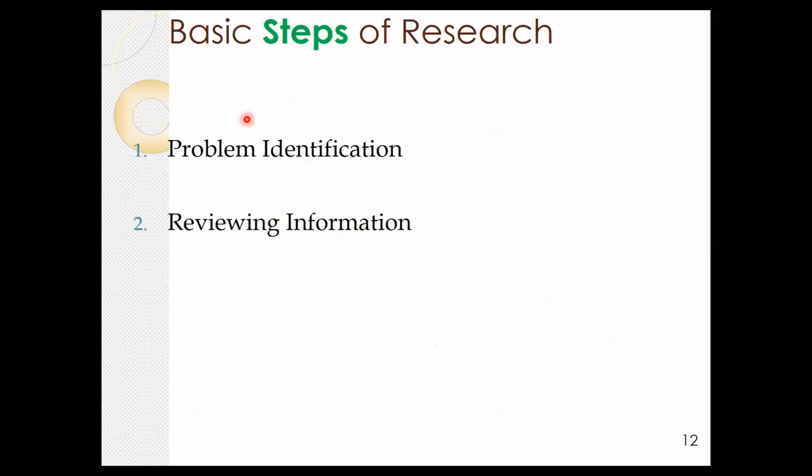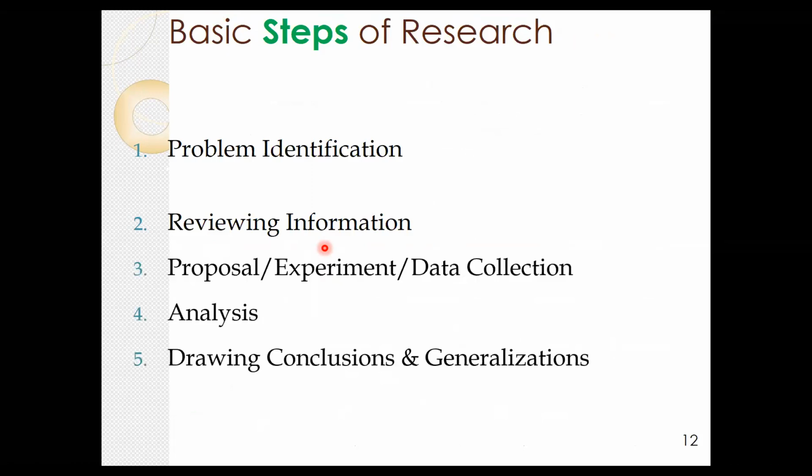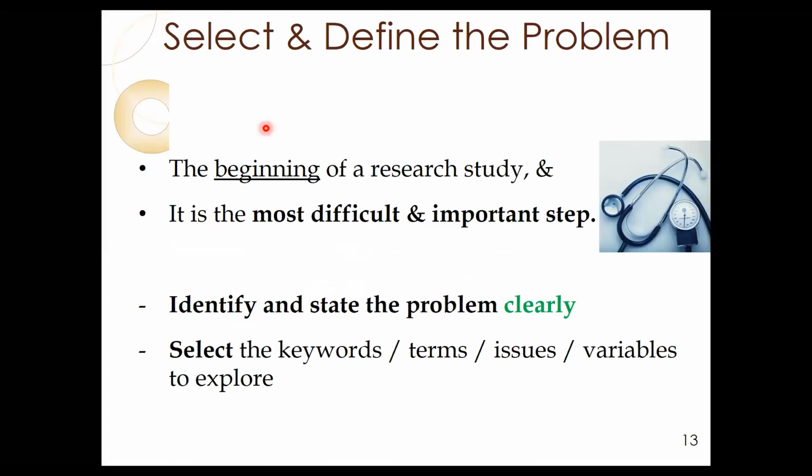Anyway, I move to the next point: the basic steps of research. The first is problem identification. I need to know what problem I would like to explore. Then reviewing information. There are two things: one is a literature review, and another is that whatever I have done, we need to recheck and re-review. Don't just go in one direction. Sometimes you take some step and then you change the path. Then you need to propose something or do an experiment or data collection, analysis, drawing conclusions and generalization. These are the 5 basic steps you can say.